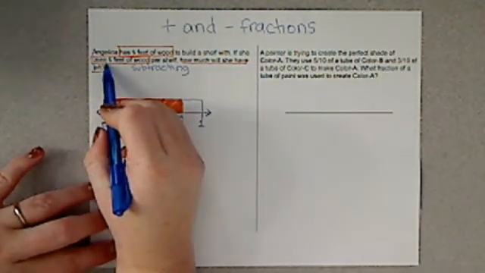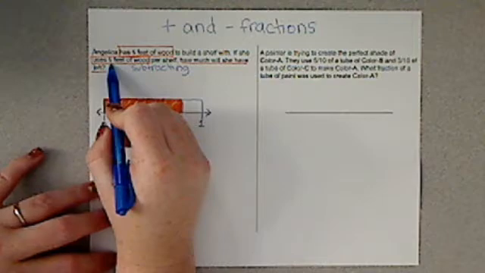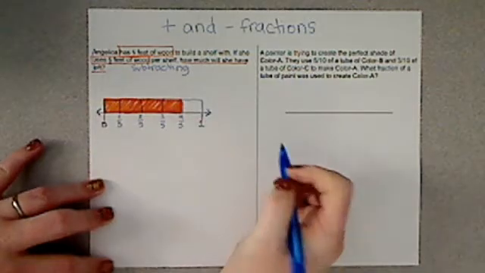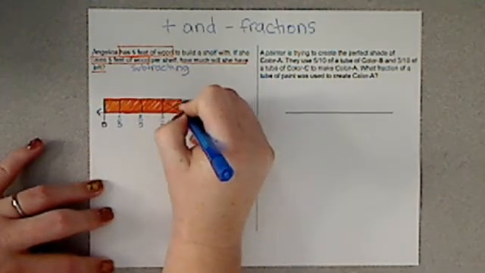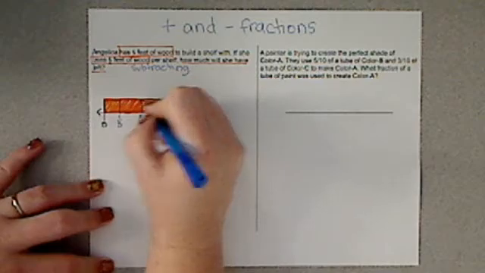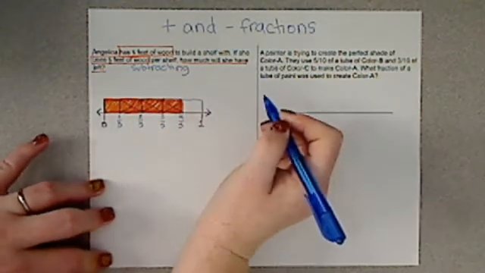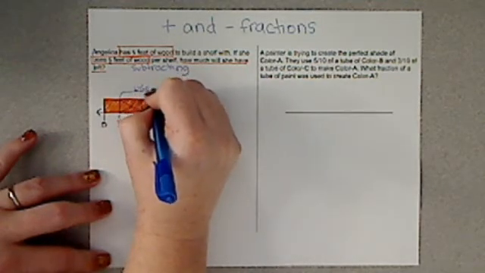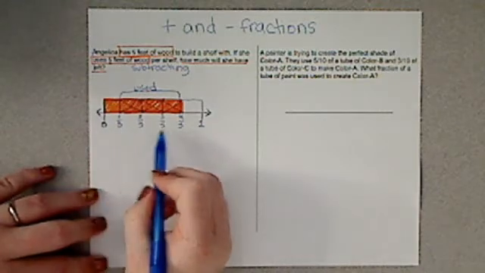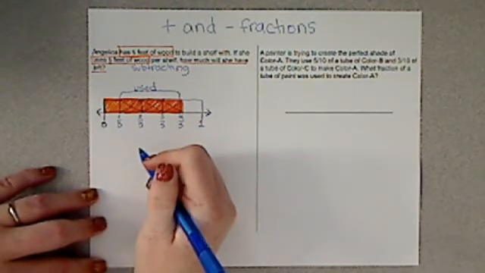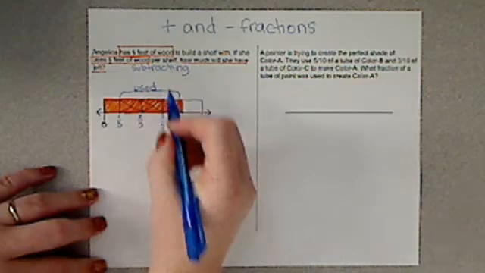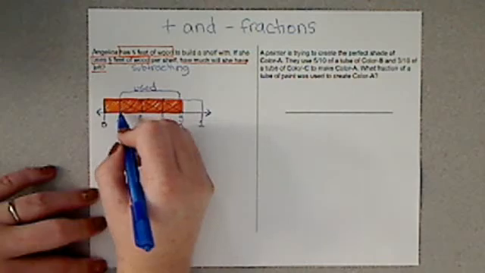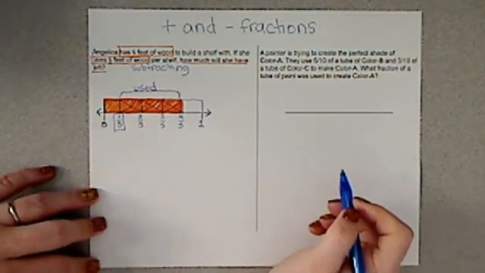She uses 3/5 feet of wood. So that means 3 pieces. If the whole thing is split into 5, she uses 3 of those pieces. So I'm going to mark out 1, 2, 3/5 feet of wood. So this is what she used. And so this means that we have completed our subtraction. Now we need to determine what is remaining. And in this case, we have 1/5 feet of wood left over.